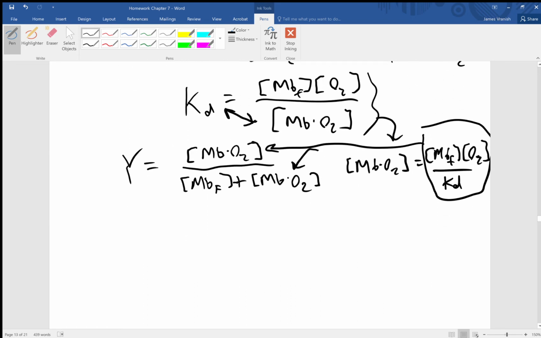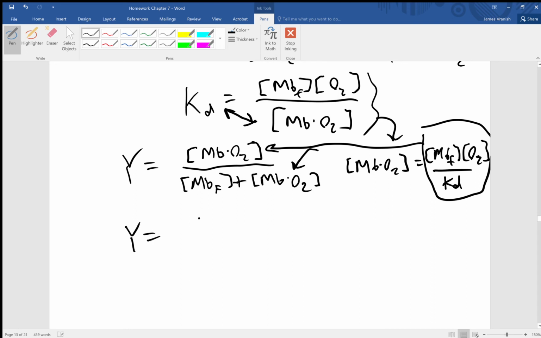So what am I doing here? Basically I'm trying to get the entire equation to not have myoglobin in it at all. I just want to have oxygen in it. So I'm trying to eliminate the myoglobin terms by doing this. That's the logic behind what we're doing here, because what we can experimentally do is measure how much myoglobin has oxygen bound at different oxygen concentrations. So we want our equation to have that form.